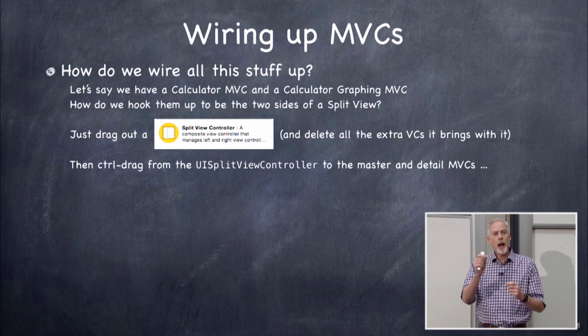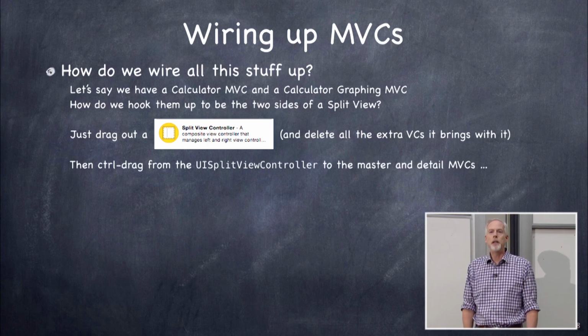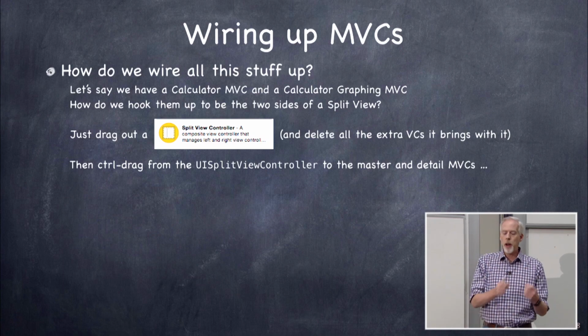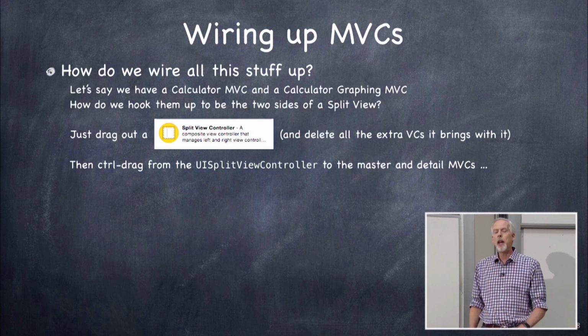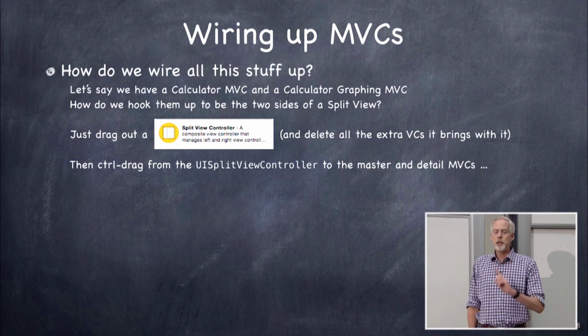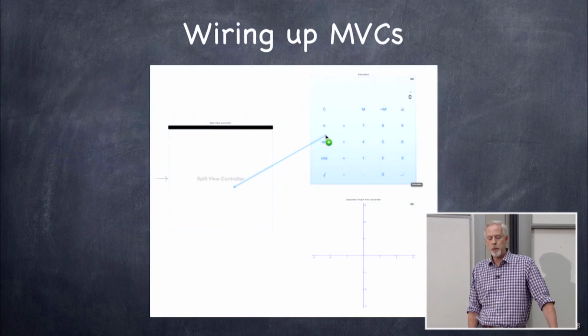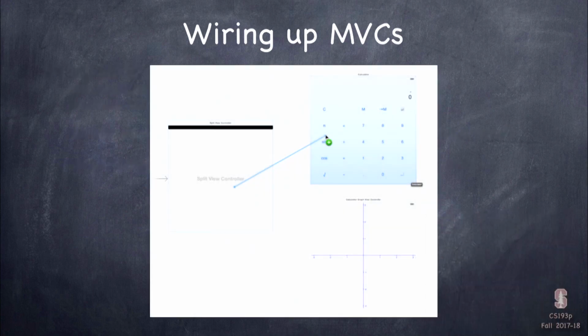And then we control drag from the split view controller to our master, and we control drag to our detail. Same thing with the TabBar controller. We drag it out, and then we just control drag to each of the MVCs in there. Navigation controller is a little bit different, and I'll show you that in a moment. So this is what it looks like approximately in Interface Builder.